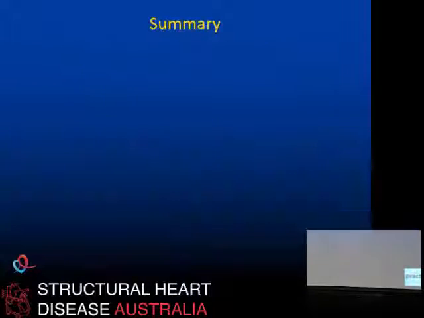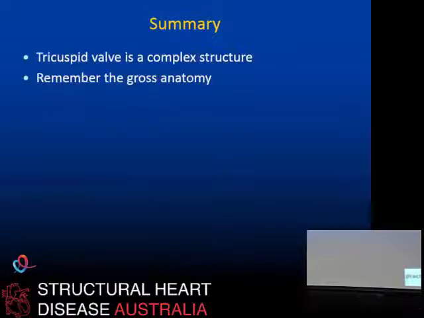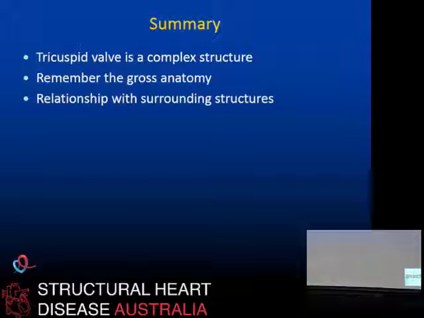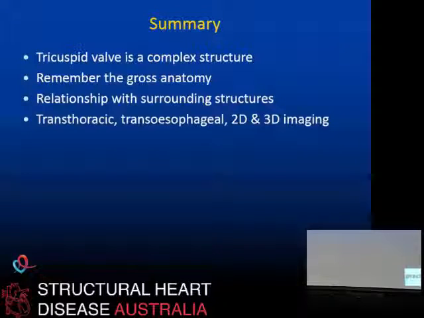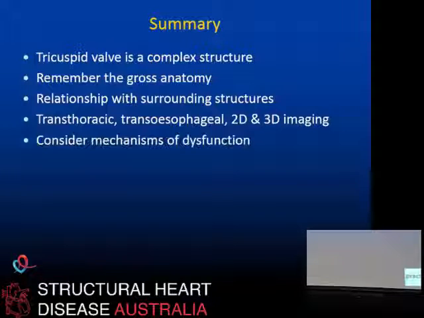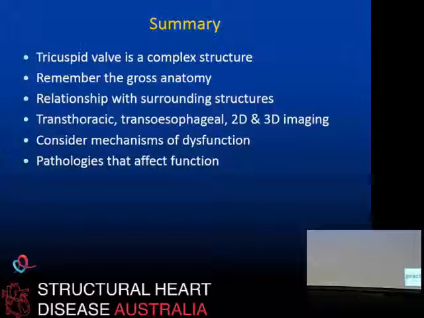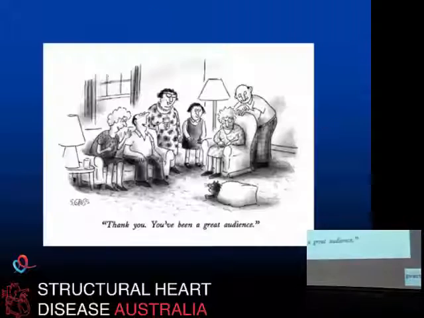So in summary, the tricuspid valve is a complex structure. It's important to remember the gross anatomy of the valve and its surrounding structures, and to combine that with evidence from transthoracic, transesophageal, two-dimensional and three-dimensional imaging. Then consider the mechanisms of any present valve dysfunction and determine the pathology that is affecting the valve function.